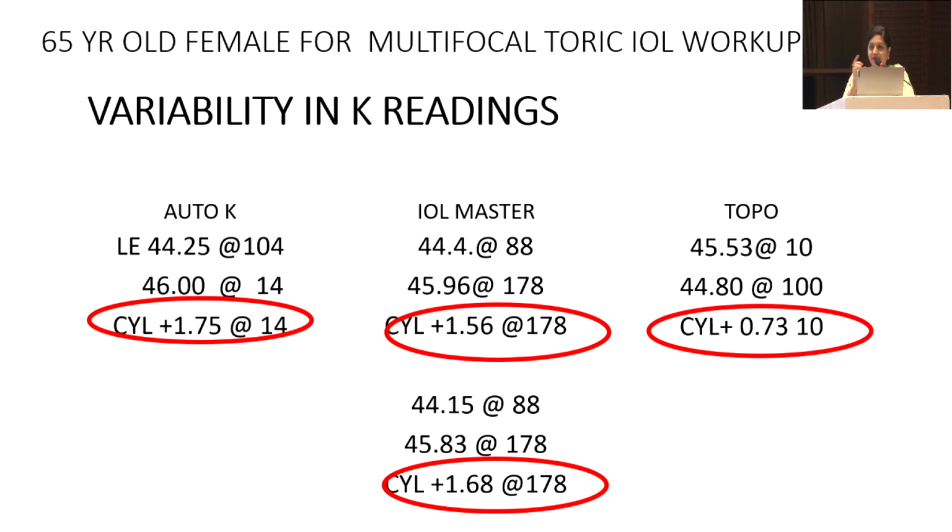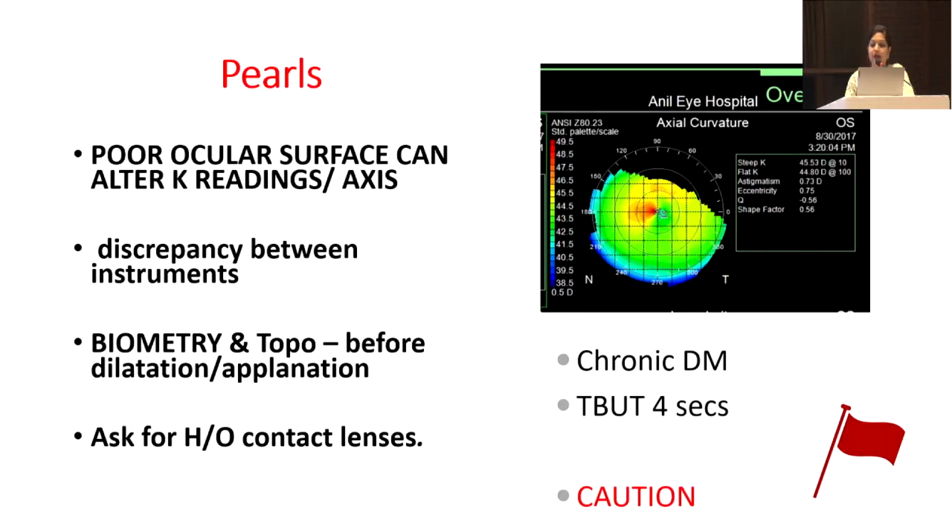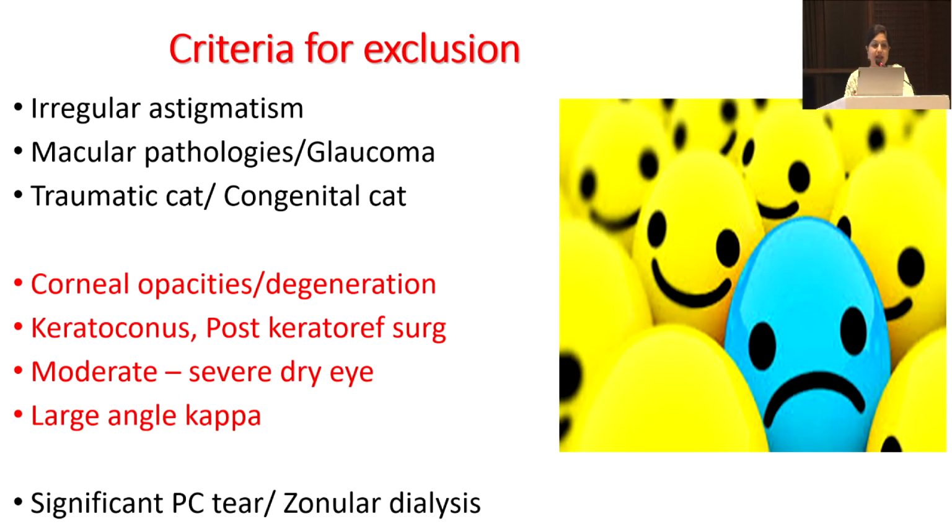Now, this was a 65-year-old patient, and that is why, when you do 2 or 3 readings and you see this variability in the K readings, it was basically a patient who was a chronic diabetic with a poor ocular surface, which will lead to discrepancy between the instruments also. In all our patients who have been high myopic, also ask for history of contact lenses, and ensure that they are off lenses for at least a week before.